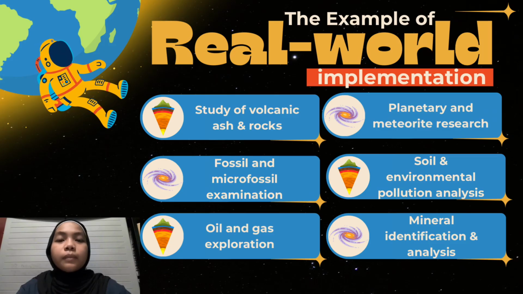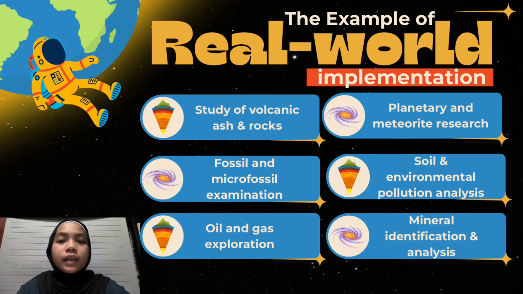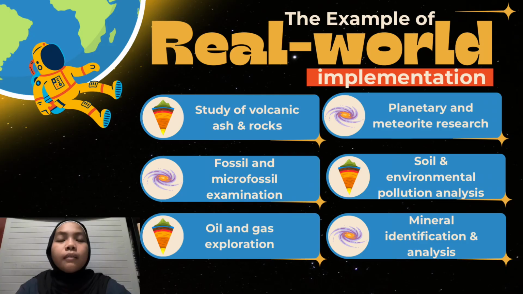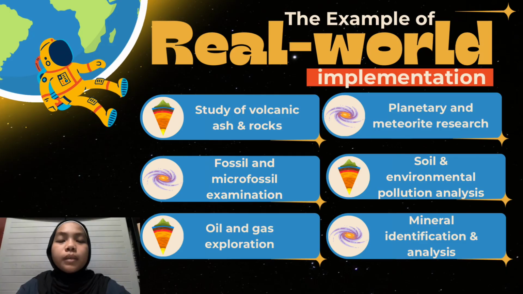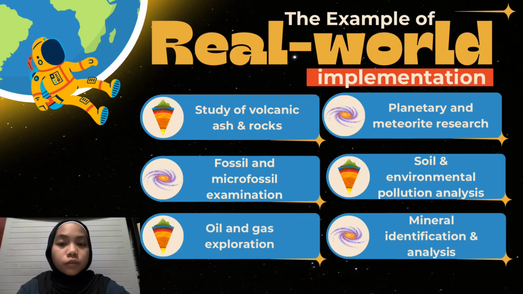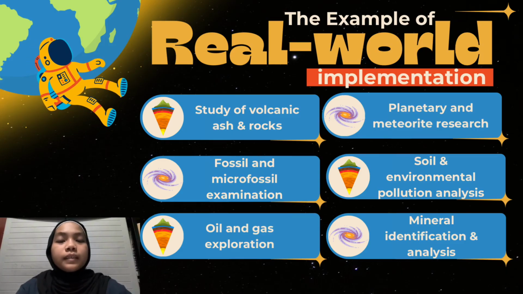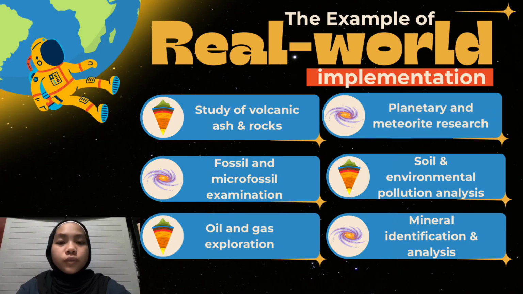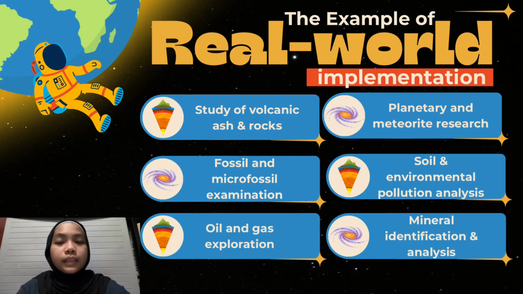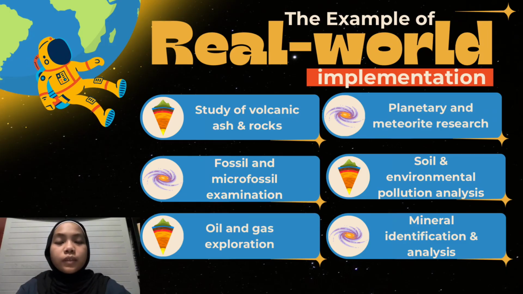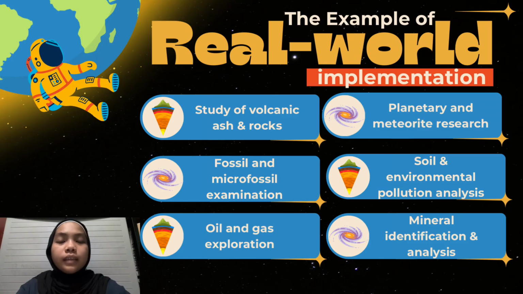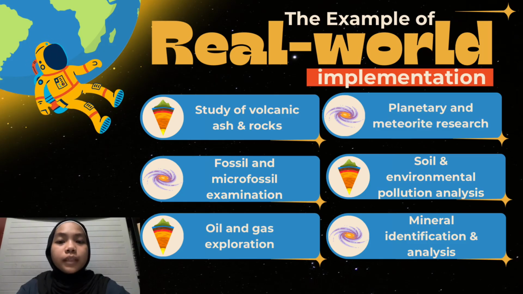Third, electron microscopes help in fossil and microfossil examination. Very small fossils that cannot be clearly seen using normal microscopes can be analyzed in detail. In environmental science, electron microscopes are used to analyze soil and pollution particles. This helps scientists identify contaminants and study their effects on the environment.